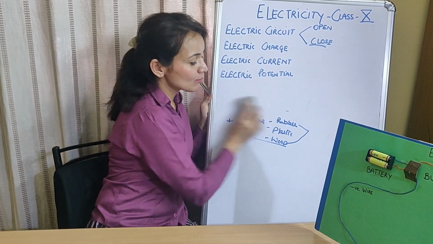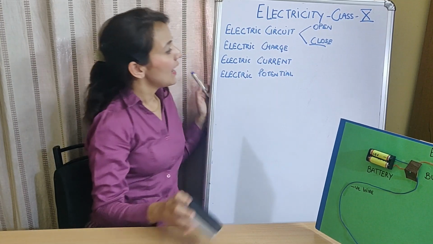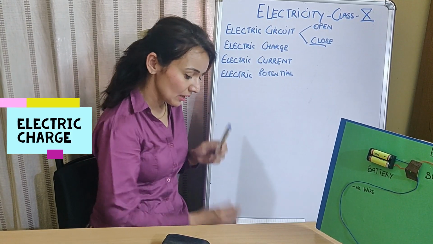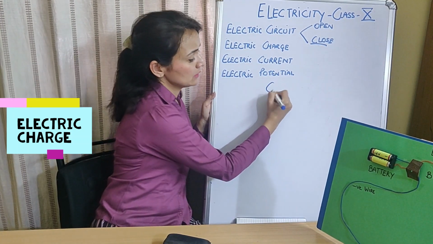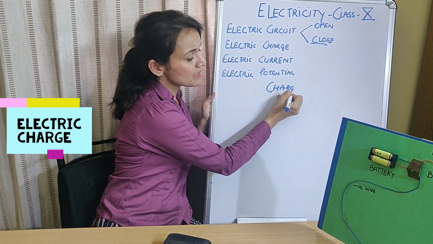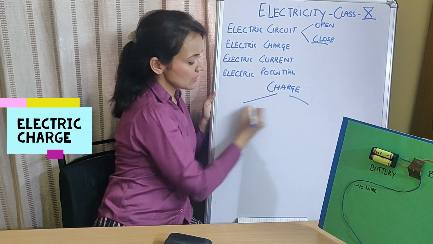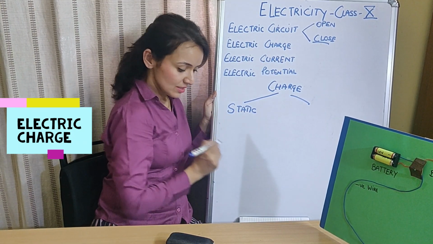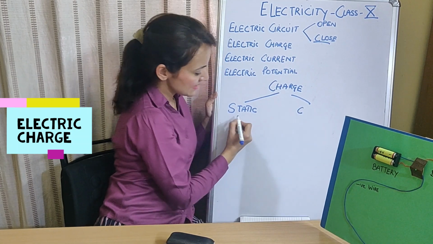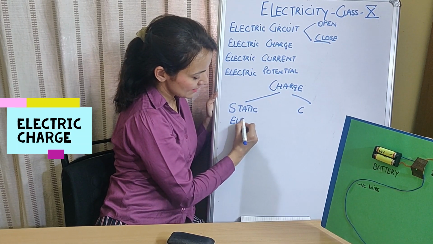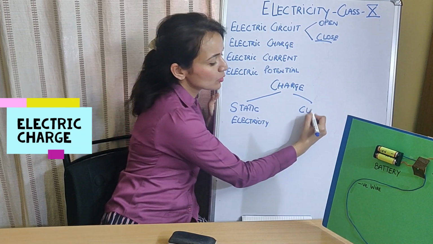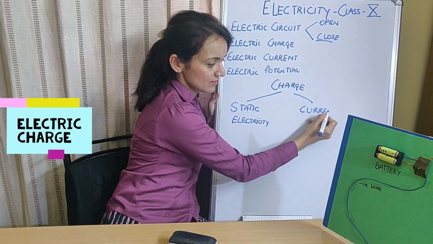Now let's come to the second point, and the second point is charge. So what is charge? Charge basically is of two types. Number one is static electricity, and number two is current electricity.